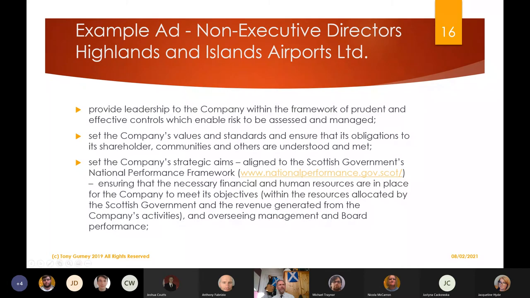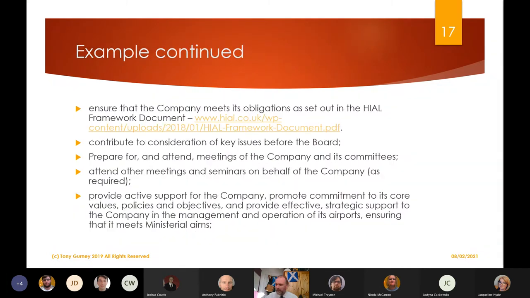And it continues. You have to meet the organization's aims. And actually, there's a framework for that. So you have to understand what the organization's aims are. You have to contribute. And again, that's coming back to making sure that the board aren't just there because they get money for turning up or it looks good in their CV. They should actually be there. They should actually understand what's going on. They should actually contribute. So they have to prepare for the meetings.